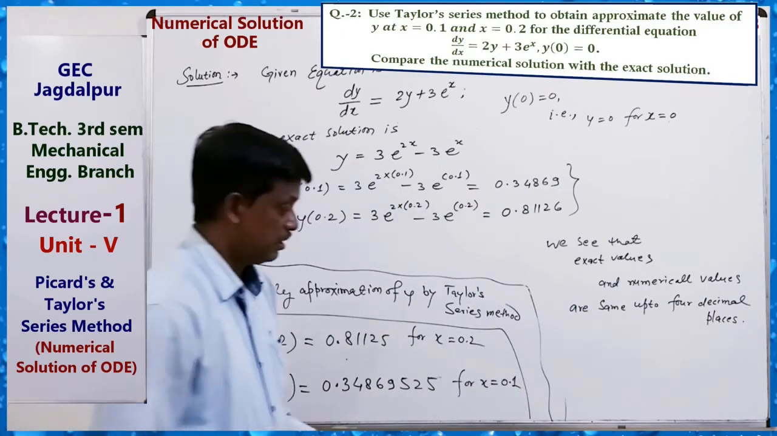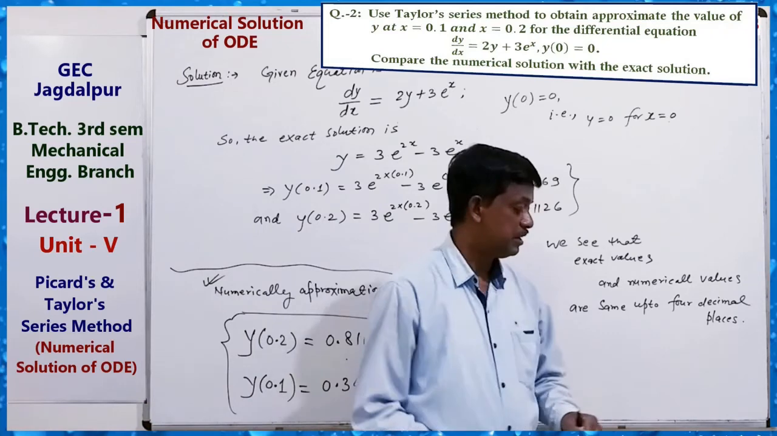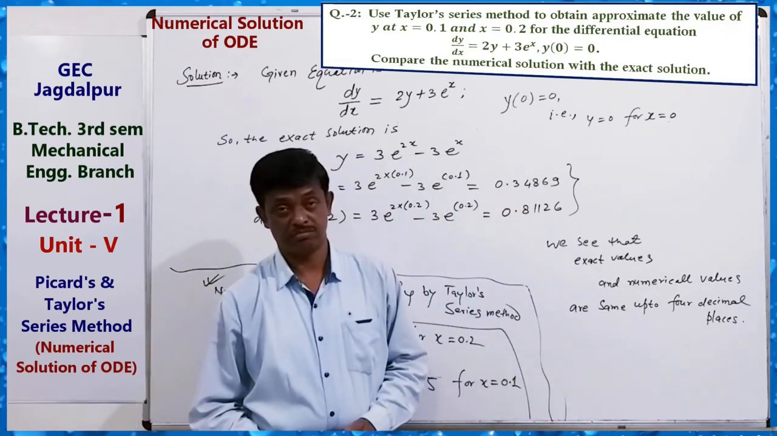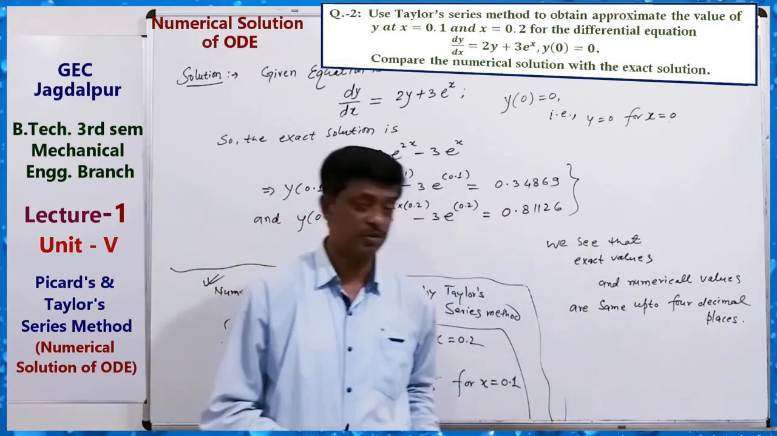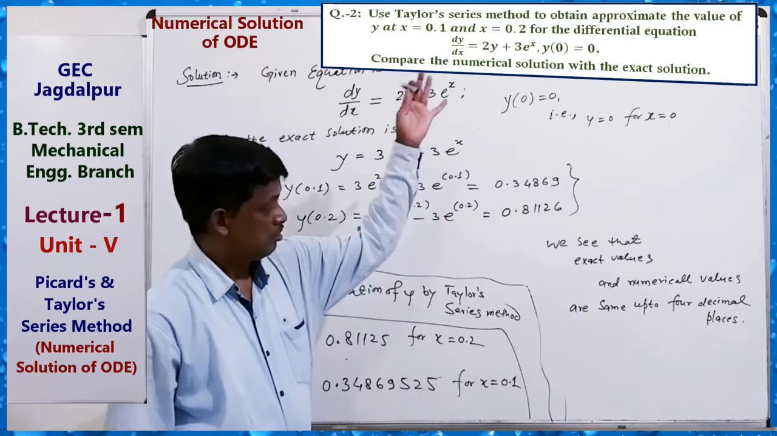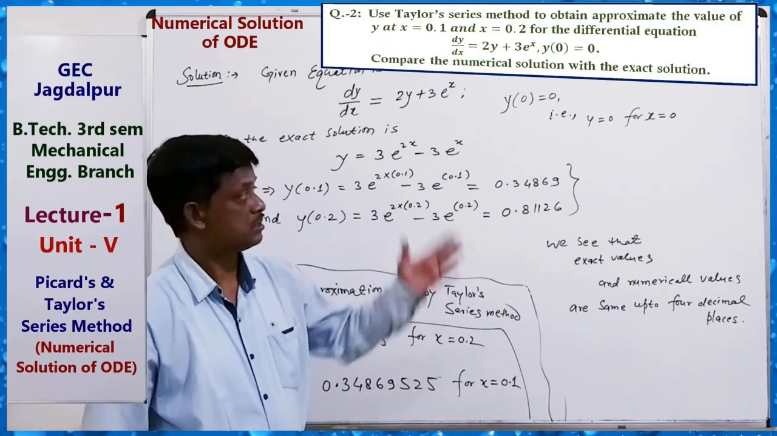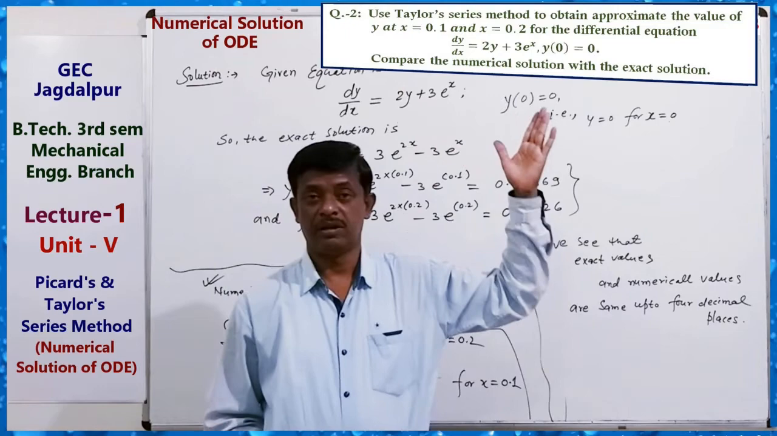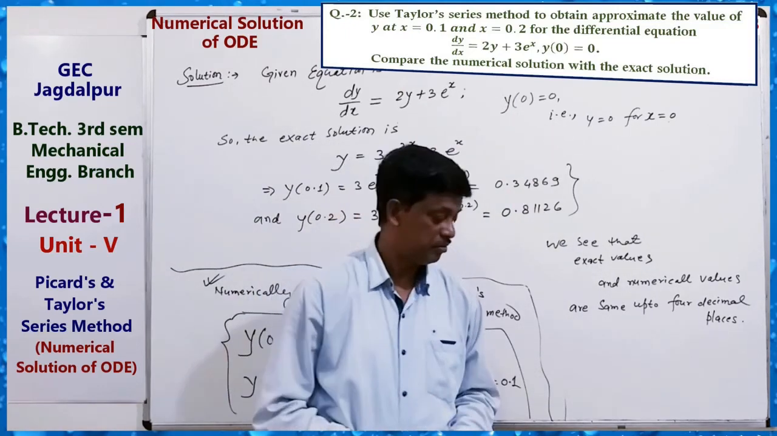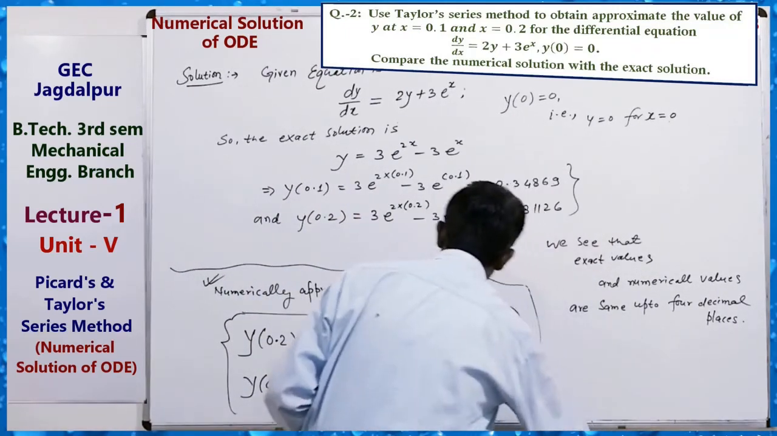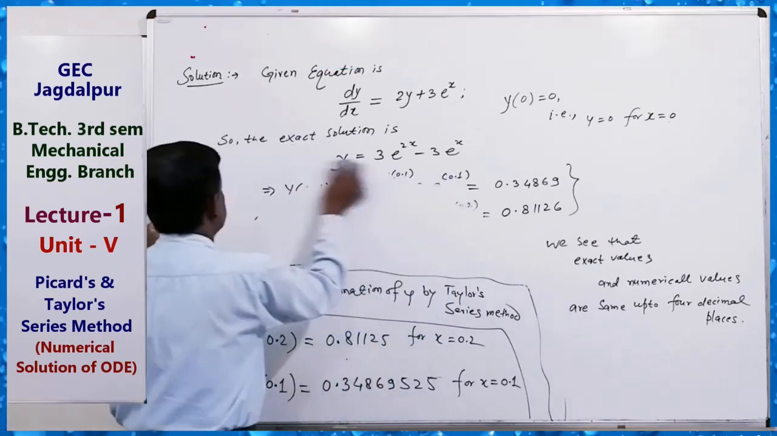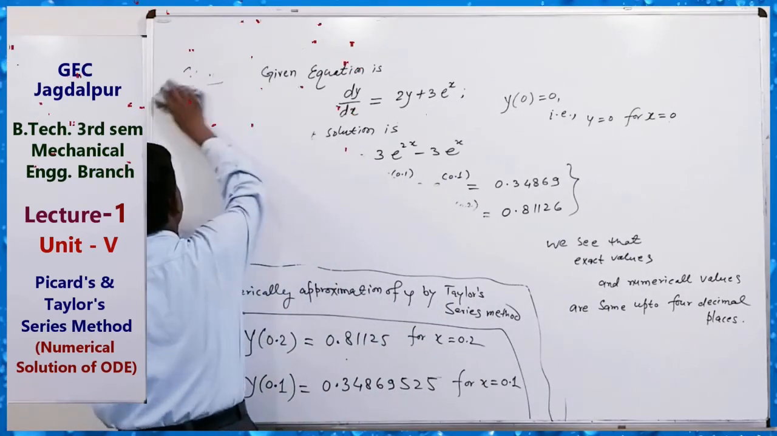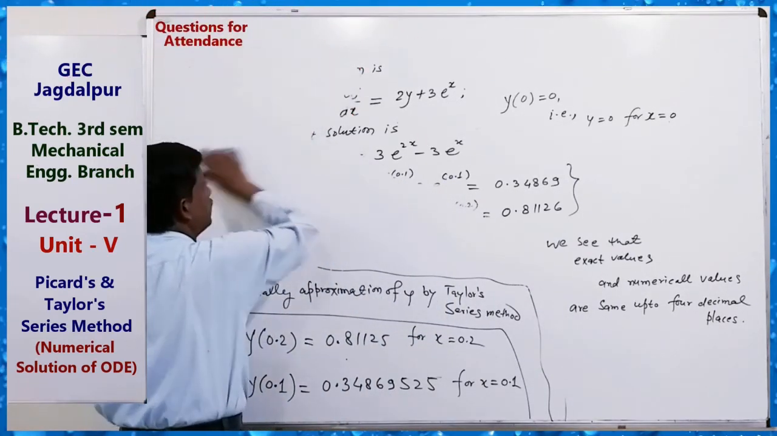Okay. Now two methods are completed, Picard's method and Taylor series. Just practice some of the questions from your book. Okay. Now I will give two questions, and you have to solve these two questions and send me a PDF file for your attendance. Okay. So Picard's method is very clear.